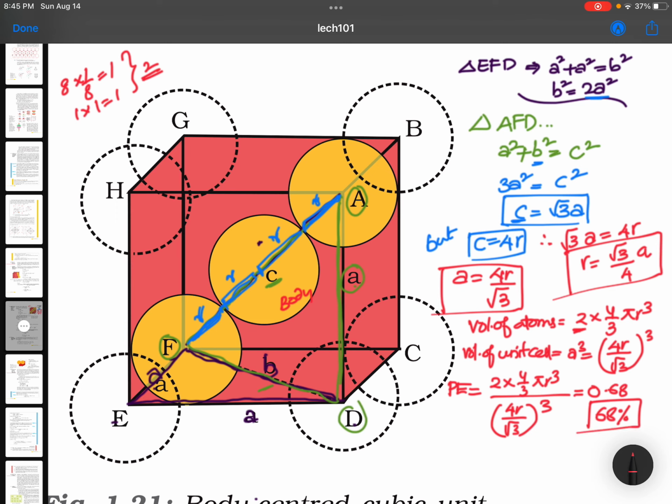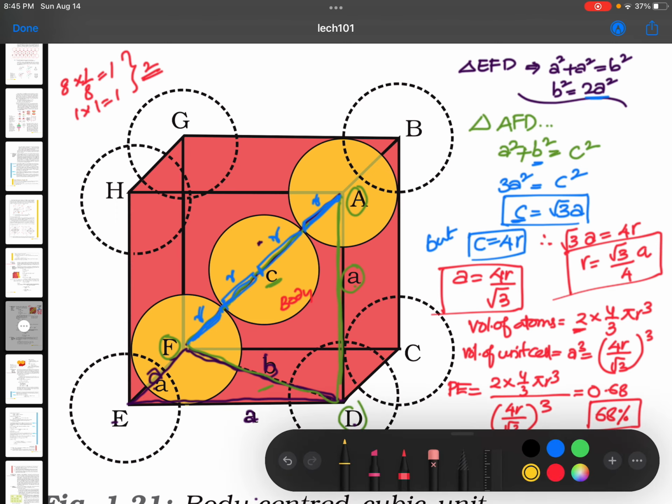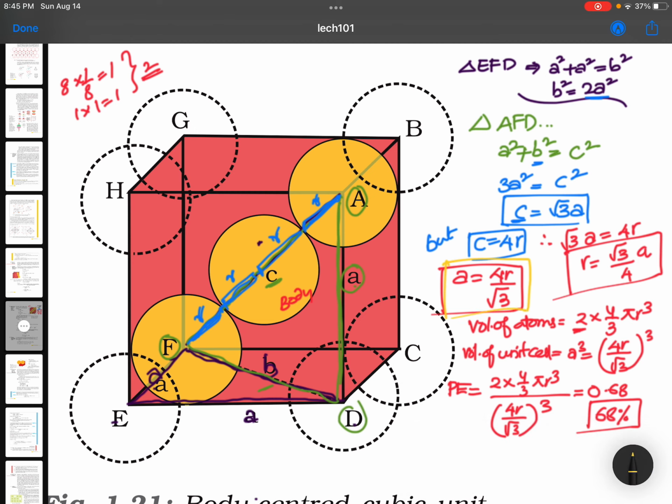What you need to remember are these important formulae: A is equal to 4R by root 3, R is equal to root 3 by 4 A, and packing efficiency is 0.68 or 68%. Very, very, very important. You need to remember this, and this is better than the packing efficiency in simple cube. In simple cube it was 52.4. This is 68. It is much better.